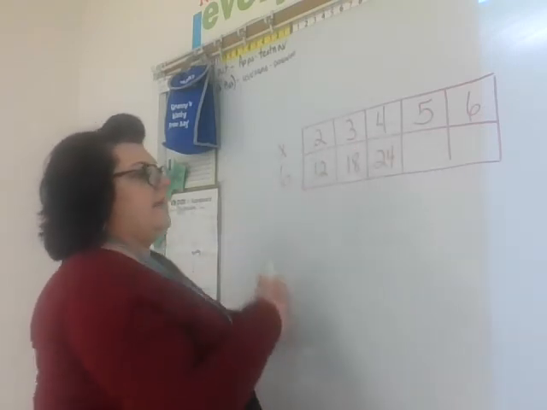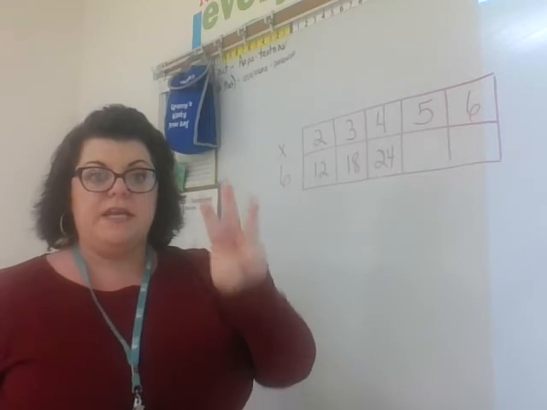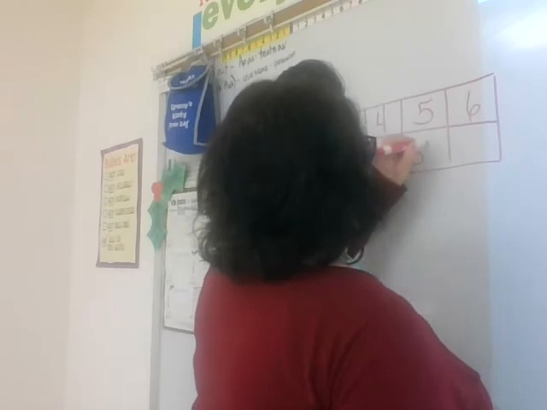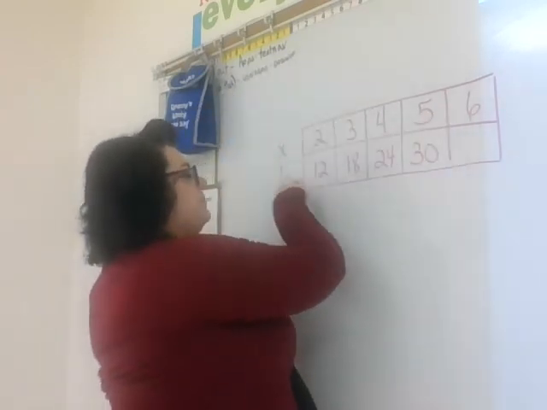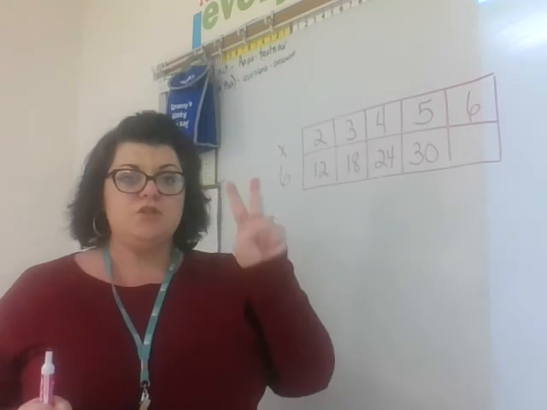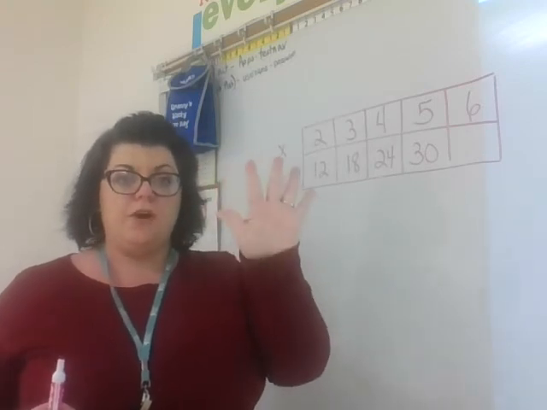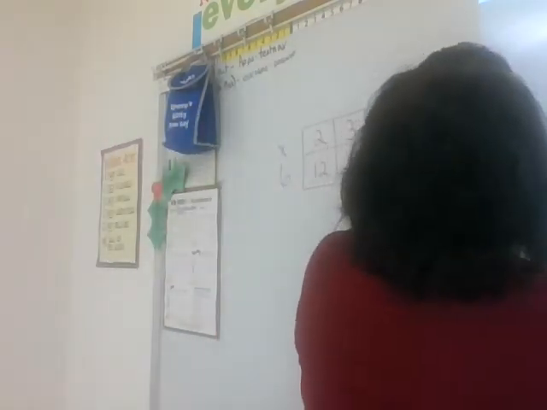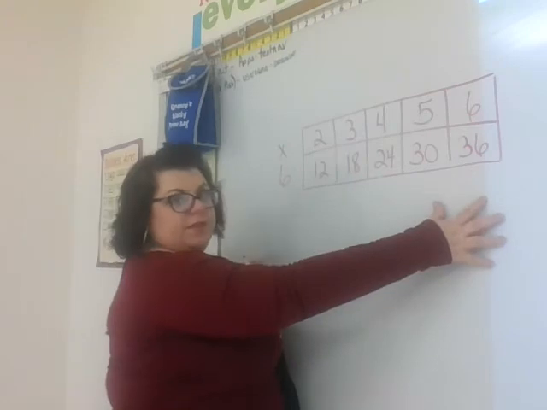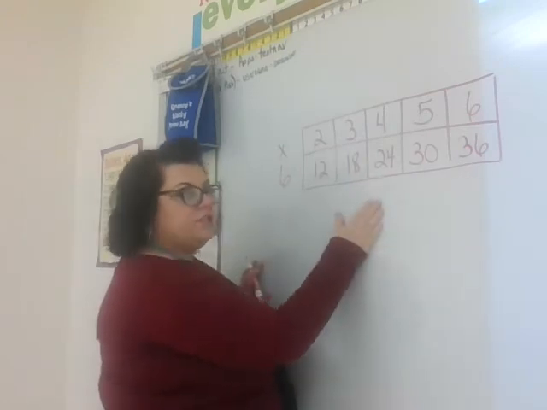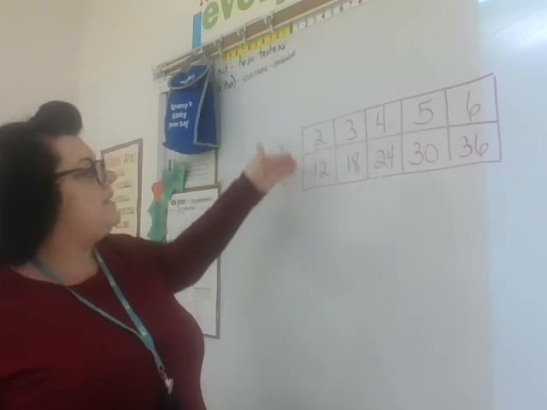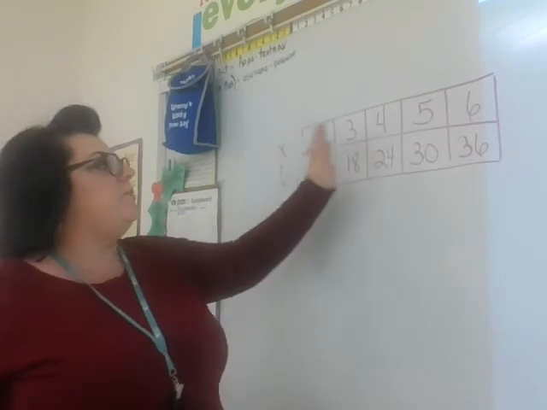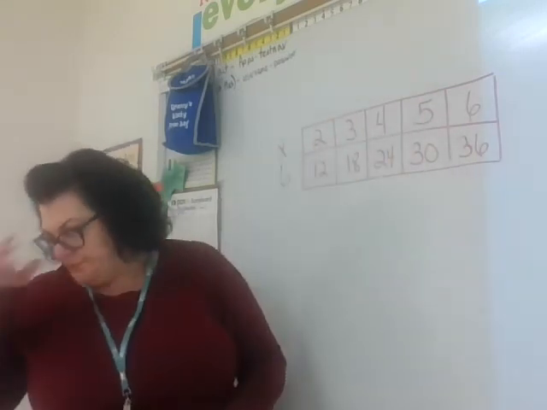What's 5 times 6? 6, 12, 18, 24, 30. Oh, now we know it's 30. And what about 6 times 6? 6, 12, 18, 24, 30, 36, right? So 6 times 6 is 36. And that's how you're going to fill in the spaces that are blank on these charts. You're going to start out by saying, what times this number equals this number here? And that's going to be what you're going to multiply by in the rest of your chart here.